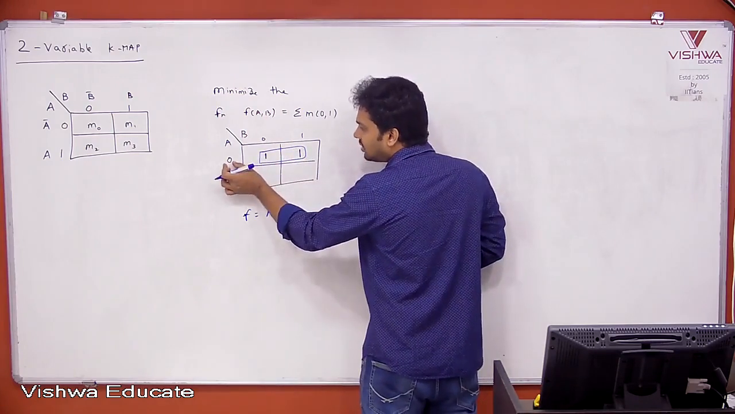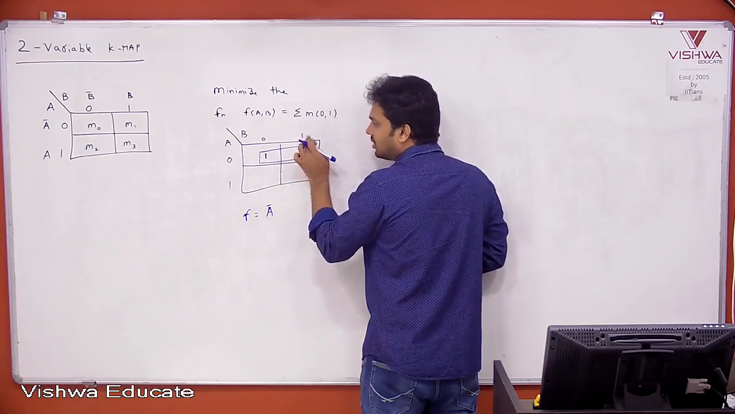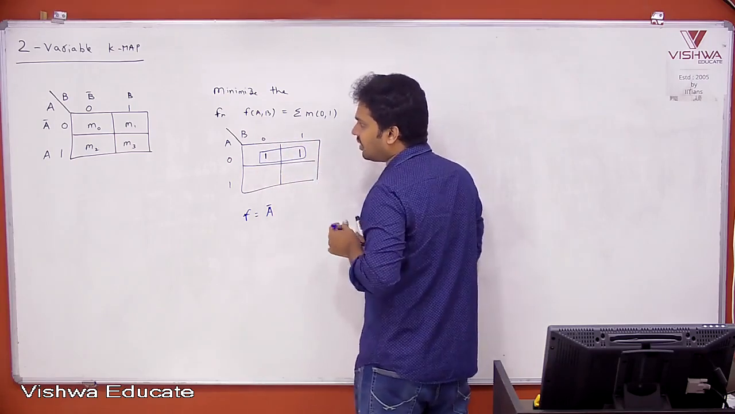So simply blindly, when you write the K-map, this is the pair. What is common in this pair? 0 is common, A bar. Nothing is common here, neglect. That is the simple way to write.